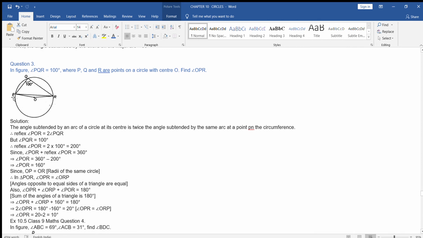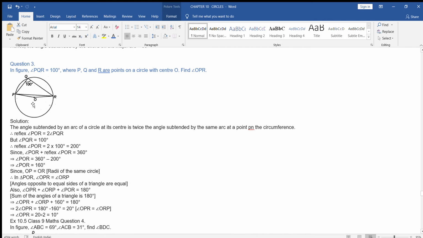Now see the diagram here. POR, just see the reflex of it. This one is an arc. The angle subtended at the center is the reflex of POR, and here it is 100. So if this one is 100, then the reflex, how can you find out? Twice, means 200. Then the inner one will be 160.